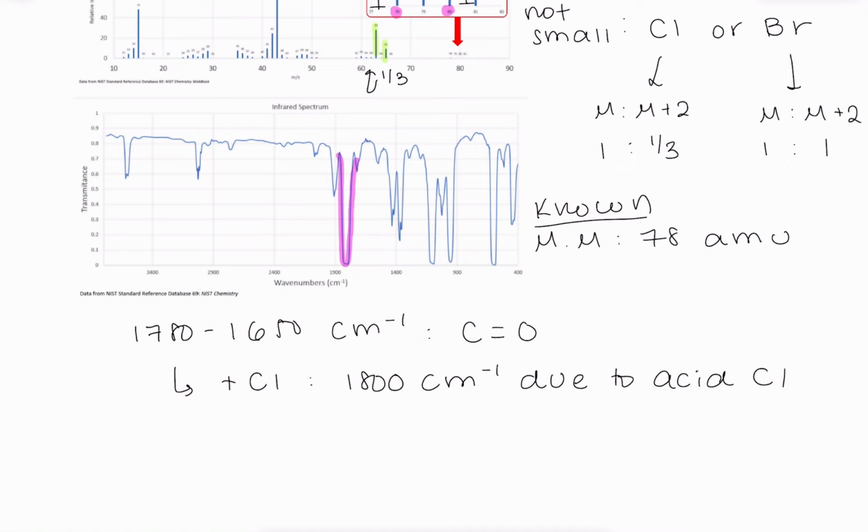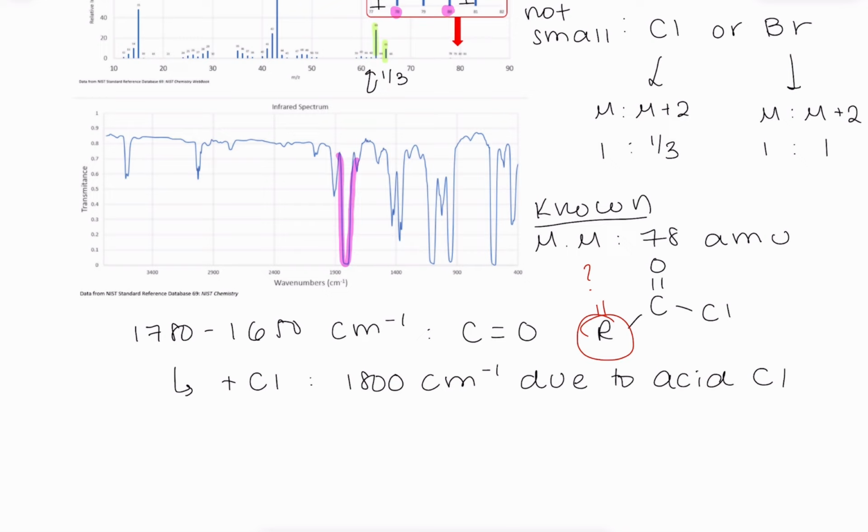So let's just draw the general structure of an acid chloride. The general structure of an acid chloride is a carbon double bonded to oxygen and also bonded to a chlorine atom and a side group, which we do not know and need to determine. So finally, all that's left to do is to determine this R side chain.